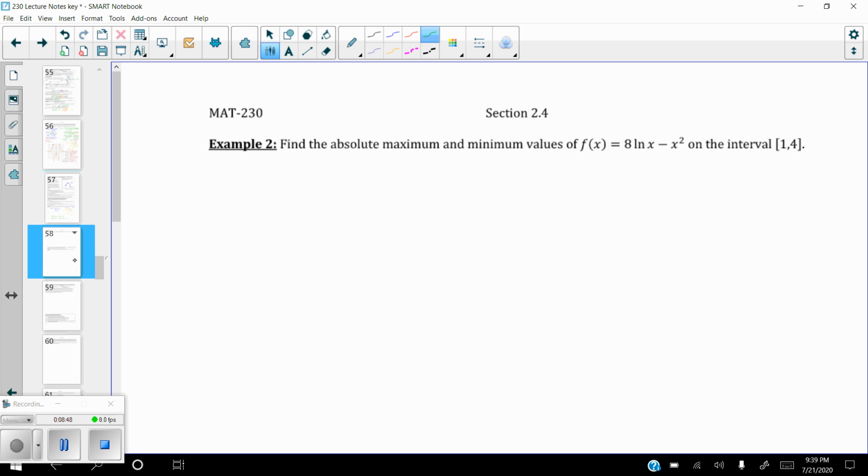All right, second example, find the absolute max and absolute minimum of the function 8 natural log of x minus x squared on the interval from 1 to 4. Now you do have to double check because this has a natural log in it. It's not just a polynomial. Remember, the domain of natural logs is anything greater than 0. And the fact that we started at 1 here in our closed interval means that this is a continuous function on a closed interval. We have to have a max and a min absolutes in this case.